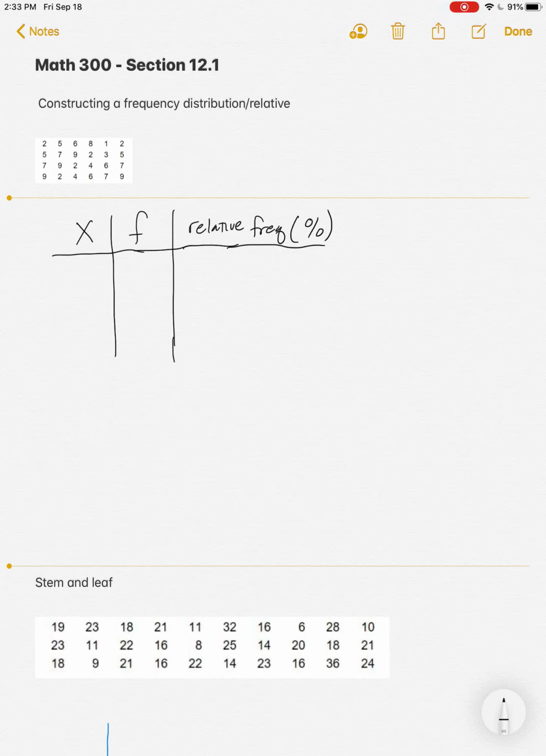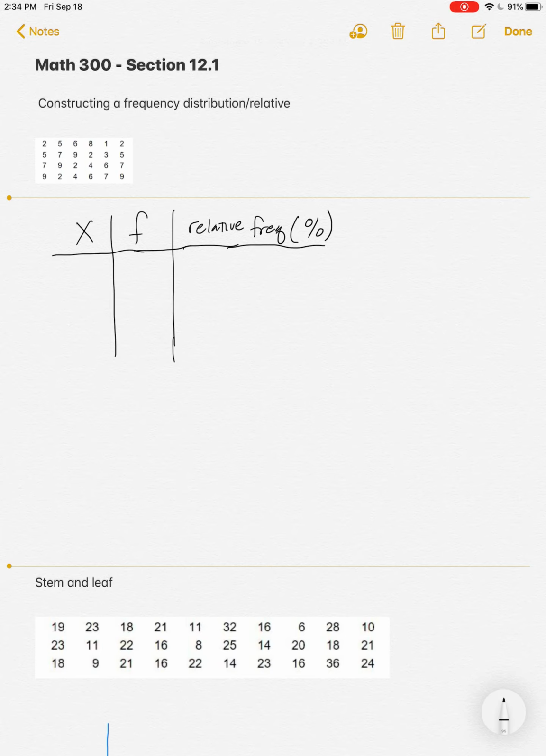Okay, I thought I'd make another video for section 12.1 that was giving you some examples that I saw that were in the homework. There's three separate things that I wanted to bring out here. The first one is constructing a frequency distribution, both a regular frequency and a relative frequency. I saw that asked a couple of times, at least in the homework, and every time it was asked, it was a frequency distribution in which you just had one number.